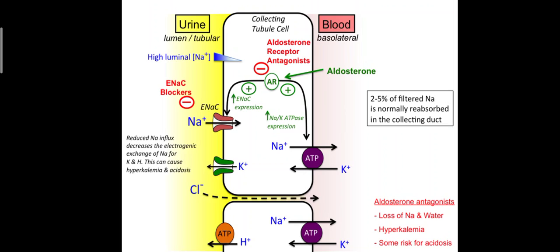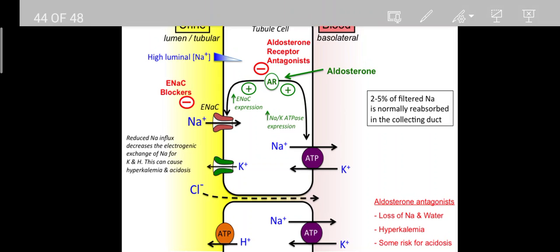With ENaC blockers, there is reduced sodium influx that decreases the electrogenic exchange of sodium for potassium and hydrogen. So what happens? This can cause hyperkalemia and acidosis. Aldosterone antagonist, how does it act? Because of the aldosterone antagonist, there is loss of sodium and water, and hyperkalemia occurs, and some risk for acidosis is also present.